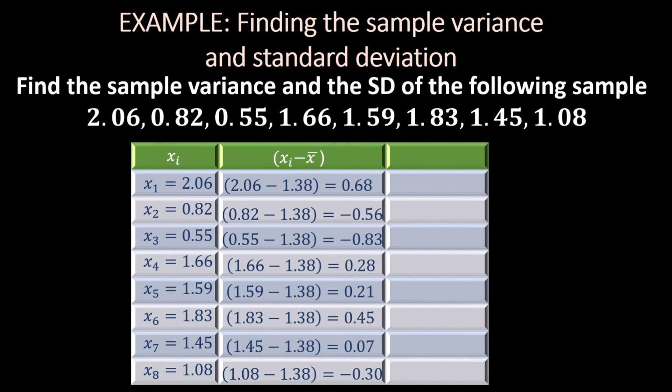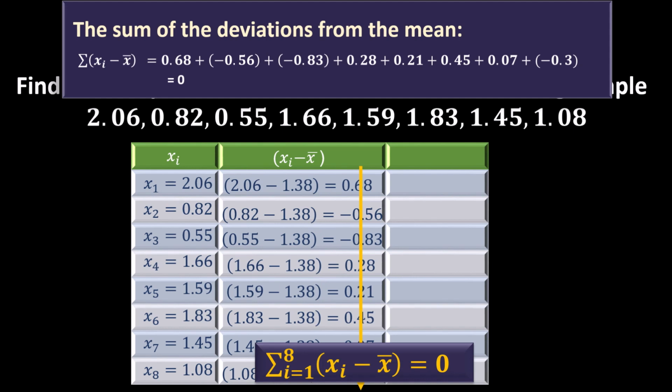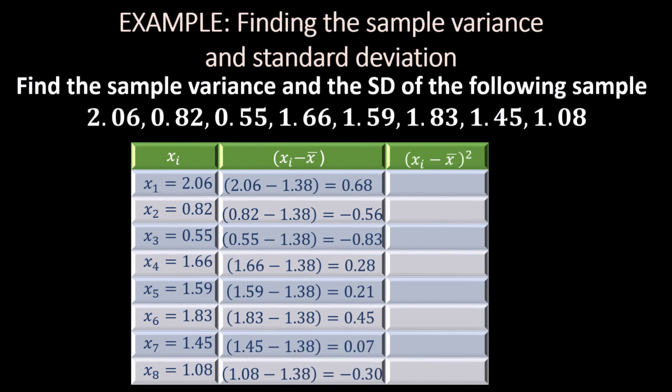Right, I explained this before. The sum of the deviations of any data set must be 0. Let me check for this problem. Yes, it is 0 as I expected, right? The sum, i goes from 1 to 8, of xi minus x bar equals 0. Right. The next column I use for the second power of the deviation. So you can write the second power of the deviation in the third column.